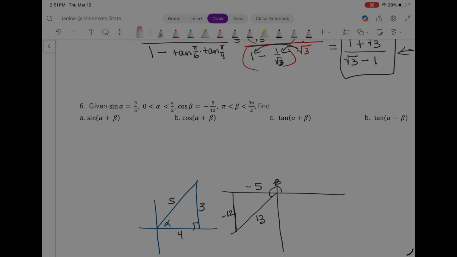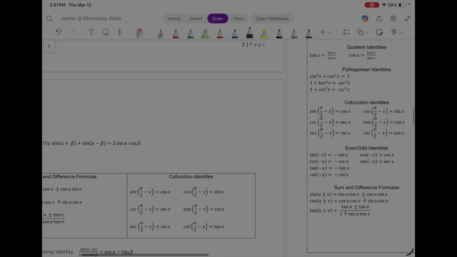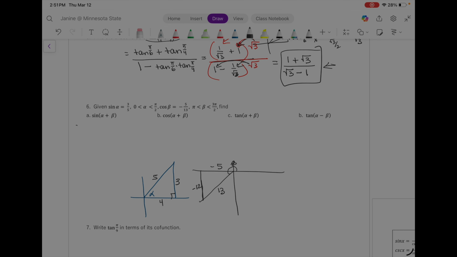Now let's get to answering these questions. Sine of alpha plus beta. Well, again, we're going to use that identity. I did drop it again right here. Let's see. Sine first, cosine second, plus sine first, cosine second, plus cosine first, sine second. Okay.